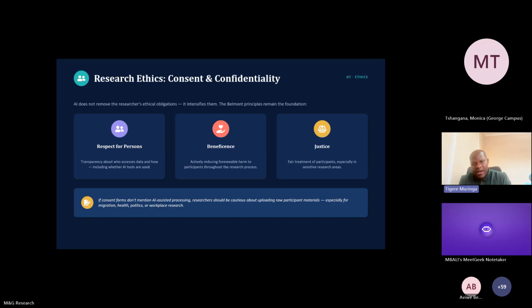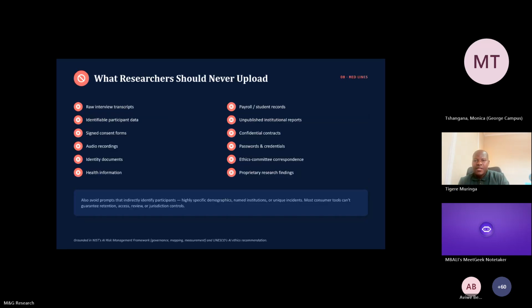So now we need to identify high risk materials that should not be entered into open or consumer AI tools, right? So we're saying researchers should avoid uploading raw interview transcripts, identifiable participant data, signed consent forms, audio recordings, identity documents, health information. And I'm trying to think where I'm sitting right now.